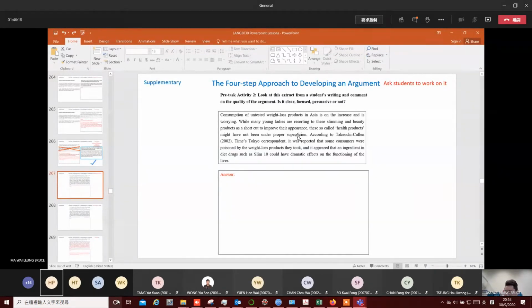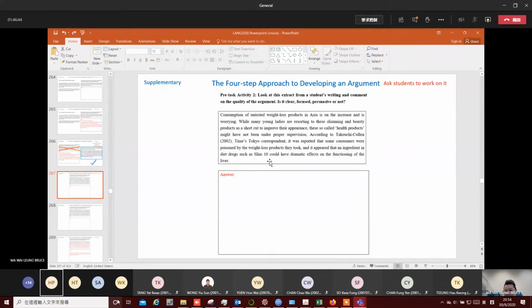Now, can we see the citation? Can we see the paraphrase? Yes, according to this author in 2002, it was reported that some consumers were poisoned by the weight loss product they took, and it appeared that an ingredient in drugs such as Slim Tan could have dramatic effects on the functioning of the liver. The whole thing here, according to the author, this is a citation.